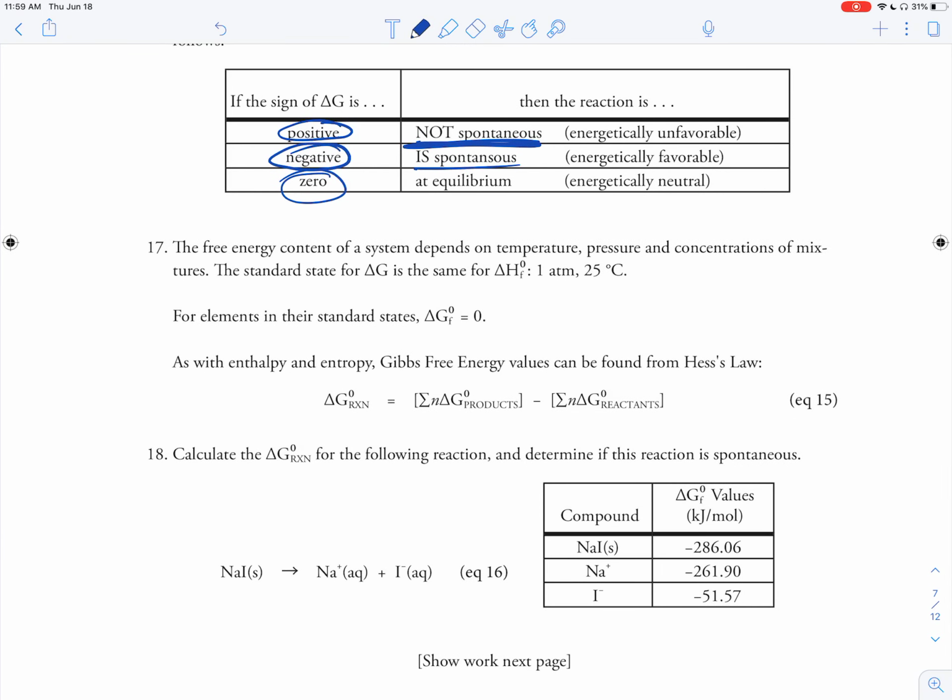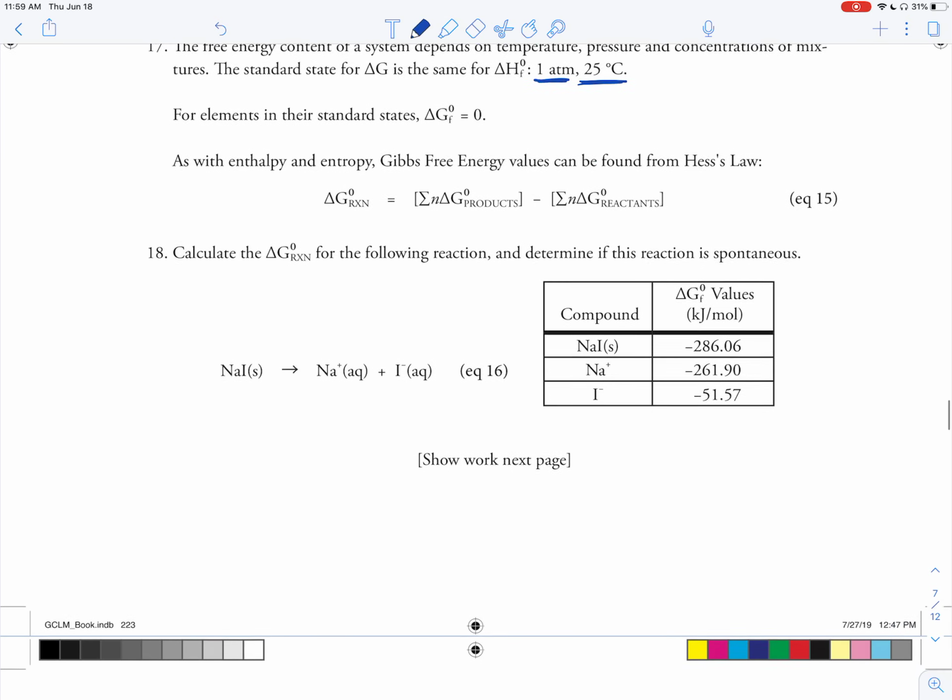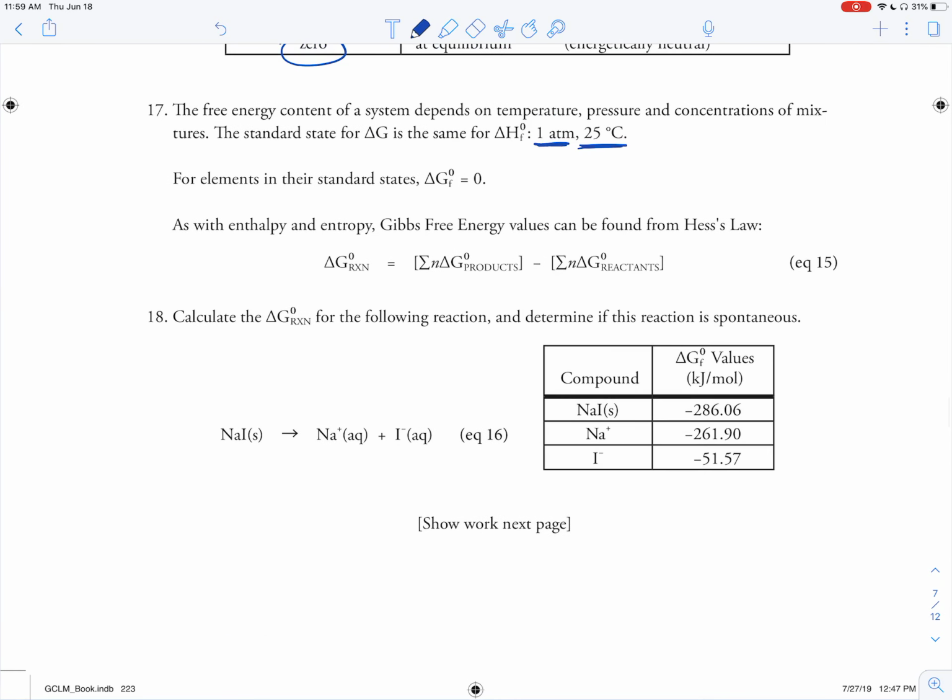Standard state's kind of the same. 1 atm, 25 degrees C is your standard state. For any element in its standard state, delta G is equal to 0. And we use kind of that Hess's law type equation to find delta G as well.